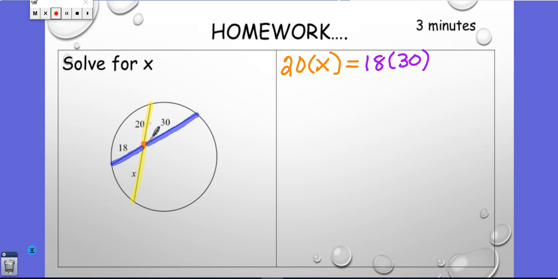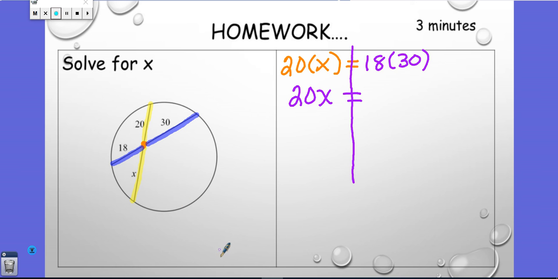And if you forget, if you look at the middle, that looks like an X, so you know you need to multiply. And if you notice, I put the variable on the left side so it'd be easy for me to use the line method to solve this equation. So we get 20x equals 18 times 30. You can either use your mental math or you can use your calculator.